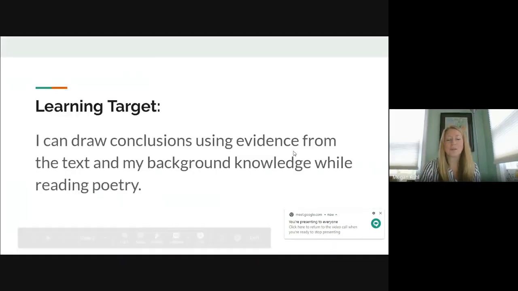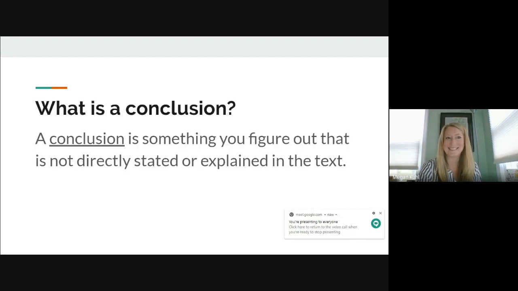We're going to start with our learning target for the week. I can draw conclusions using evidence from the text and my background knowledge while reading poetry. So, what is a conclusion? A conclusion is something you figure out that is not directly stated or explained in the text.